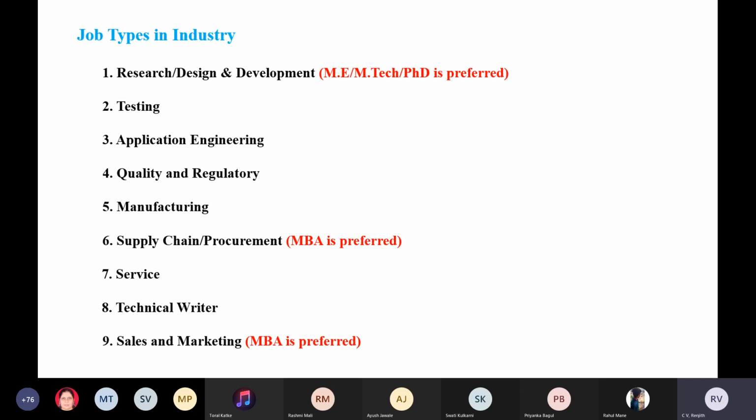If you get a job as a software engineer, that does not mean that you will be doing software design. Okay, so it can be testing, it can be quality, and so on actually. So you have to be very clear on this. So that's the most important.